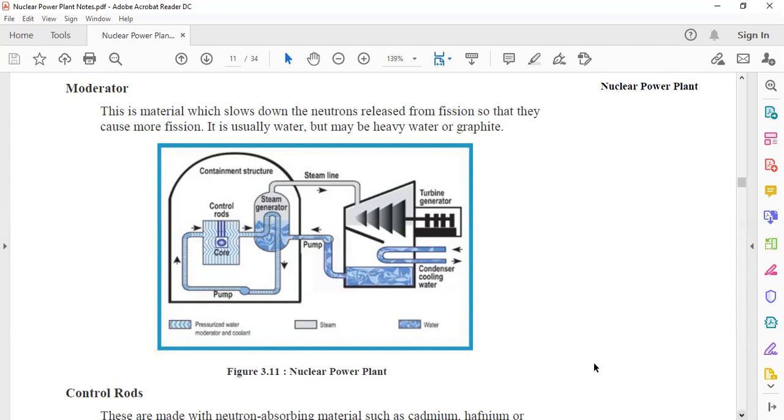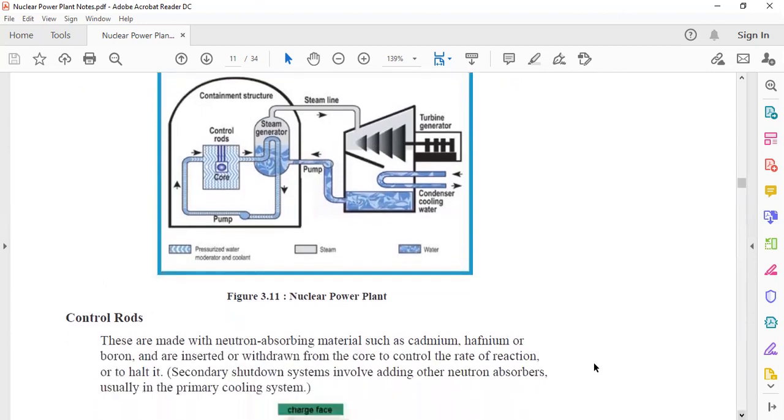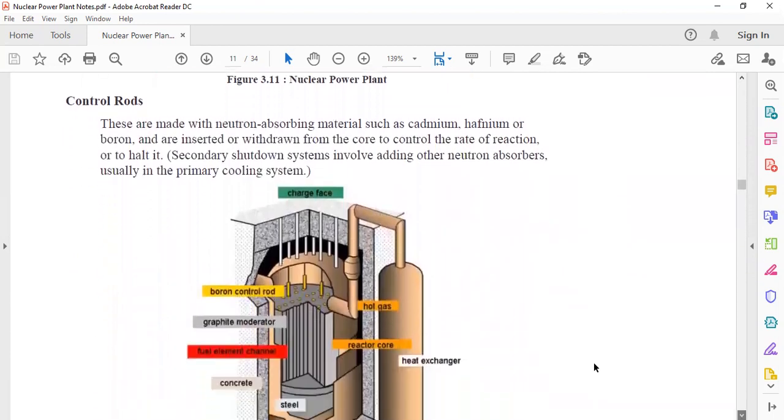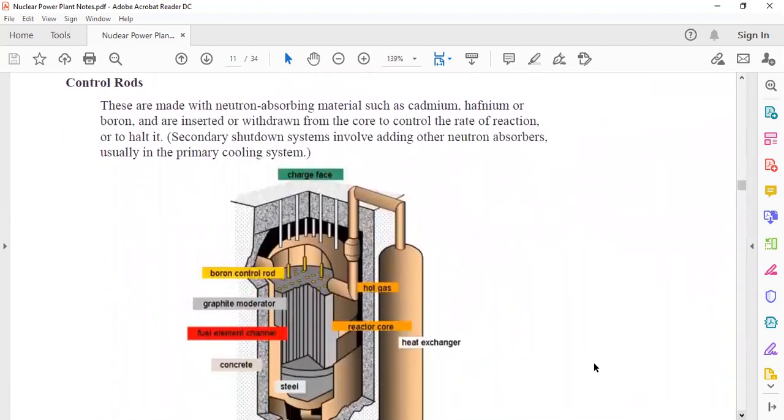In this, one more important component is the control rods. You can see it very clearly in the picture below. The control rods are made with neutron absorbing material such as cadmium, hafnium or boron, and are inserted or withdrawn from the core to control the rate of reaction or to halt it. A secondary shutdown system involves adding other neutron absorbers, usually in the primary cooling system.